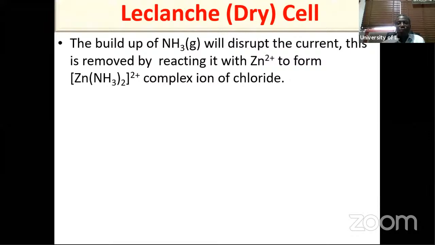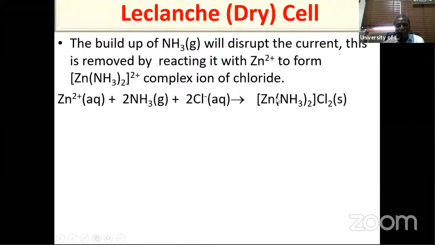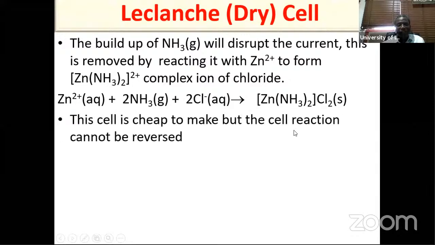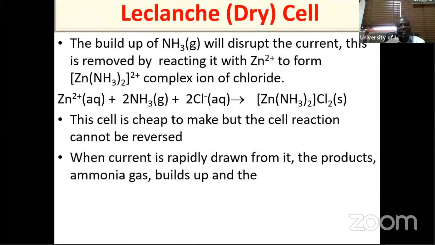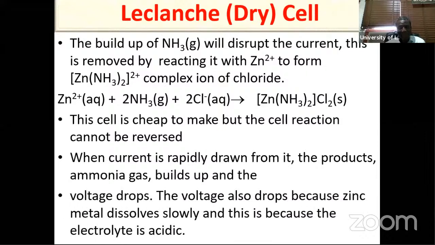So the build-up normally disrupts your zinc, and then you have this complex form, and it becomes a problem because you have a chloride of this, and then your battery stops working. And since it's not a reaction that can be reversed, except, like I said earlier, if you help it to disperse some of it, or after you leave it for some time it disperses, you have some, but you cannot reverse that reaction. So when current is drawn rapidly from it, you have ammonia produced, and that also builds up, and the voltage drops. So these are the problems with this.